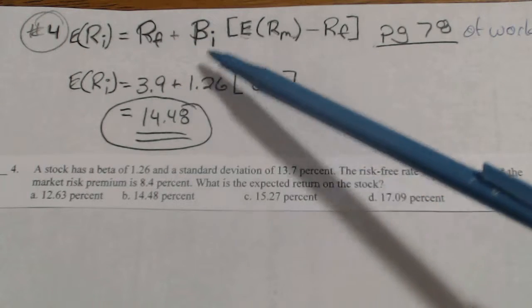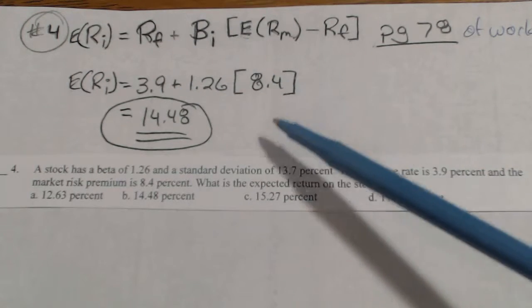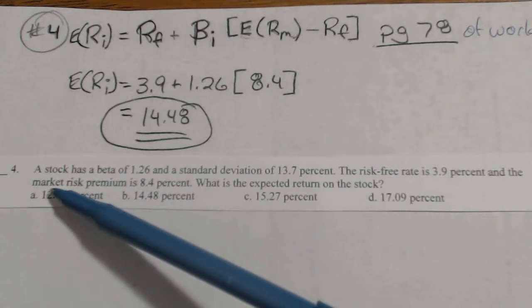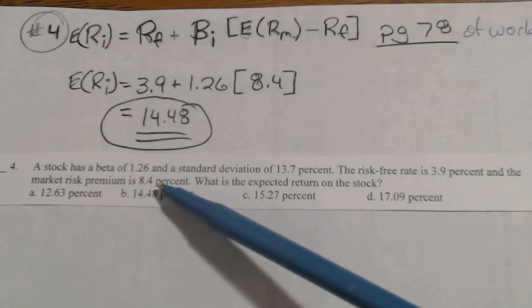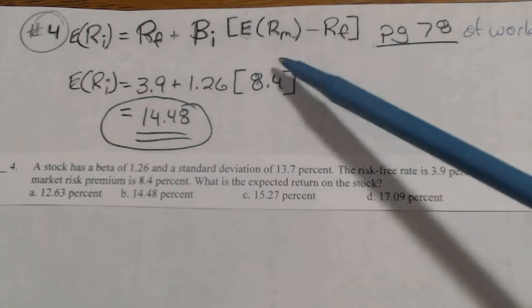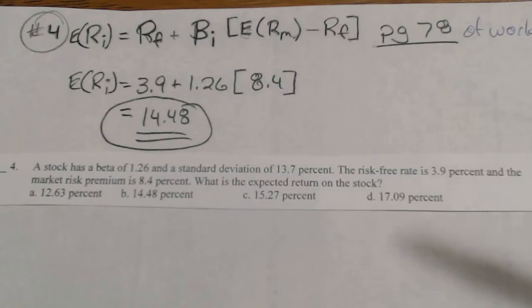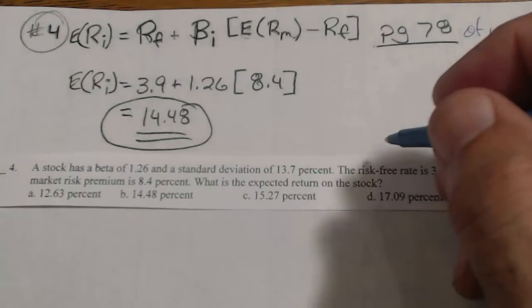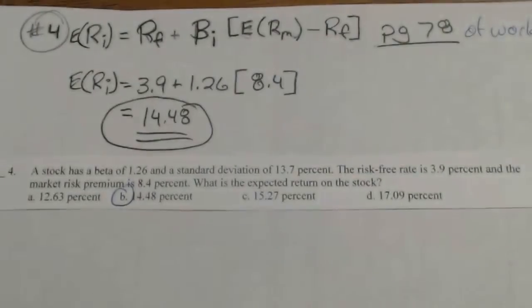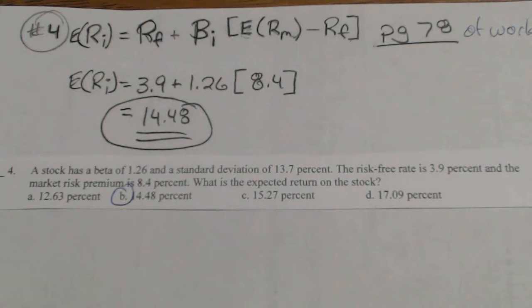The risk-free rate's 3.9, the beta is 1.26. Now remember, they gave you the market risk premium, so they gave you this whole thing as one number, which is 8.4. You just multiply them together, add them, and the answer comes out to 14.48. So 14.48 is B. That's the answer to this question. So that's Business 342, the practice final, set 3, problem number 4.